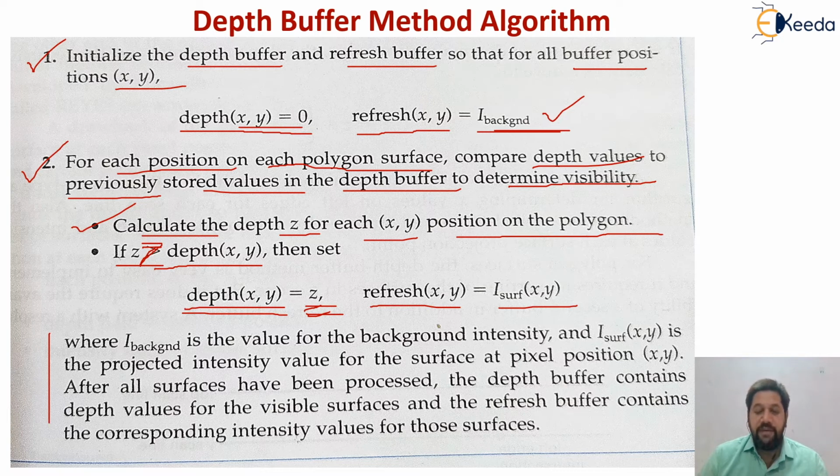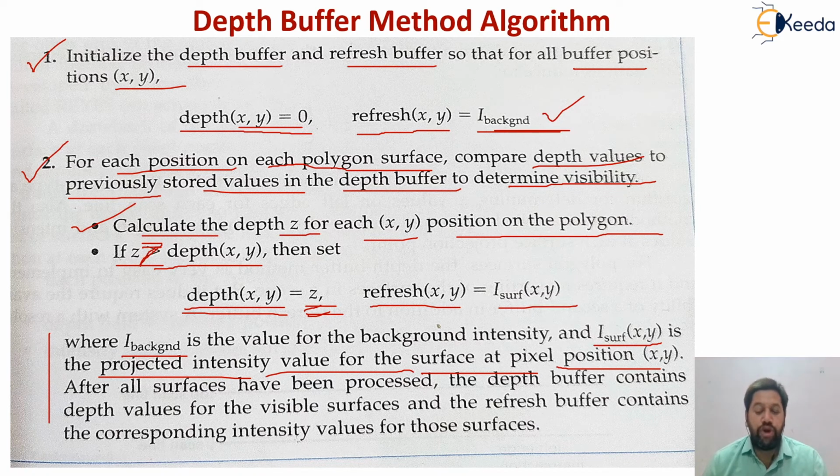Okay, so just now I said, for example, my background color is considered to be white, and my new color of the surface is, suppose, yellow, then that yellow intensity will be stored. Getting me? I background is the value for the background intensity, and I surface x comma y is the projected intensity value for the surface at pixel x comma y. So I surface x comma y indicates the intensity or the color, for example yellow.